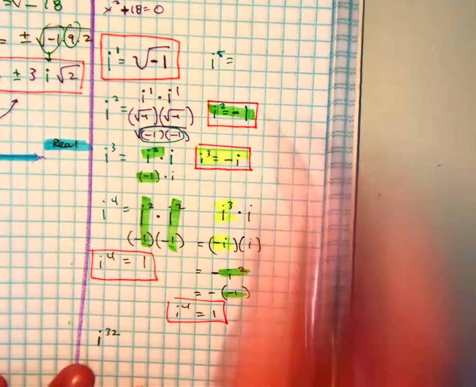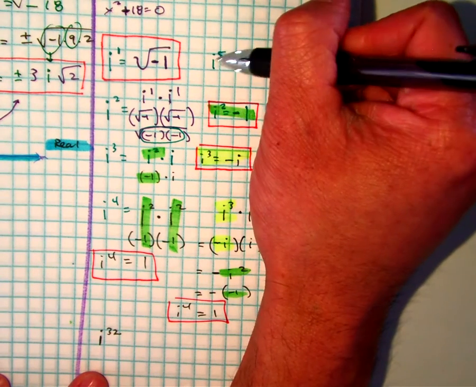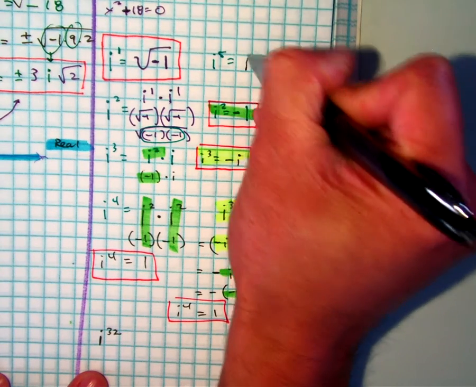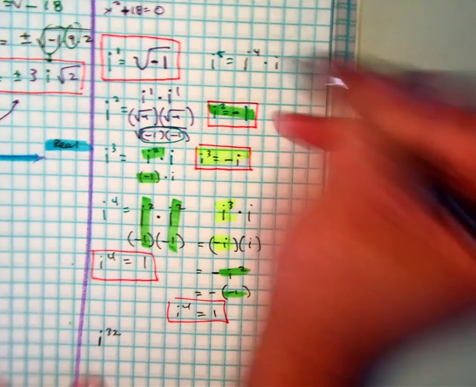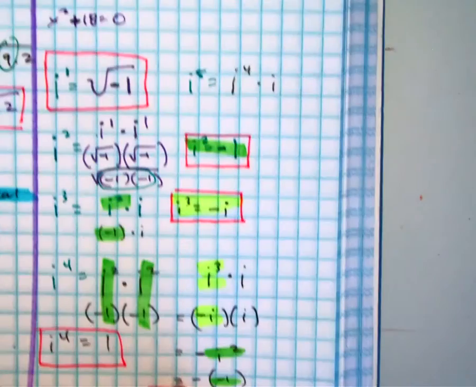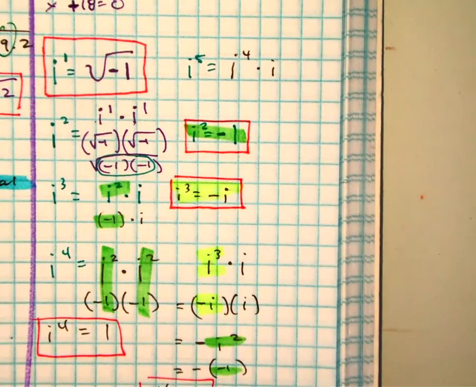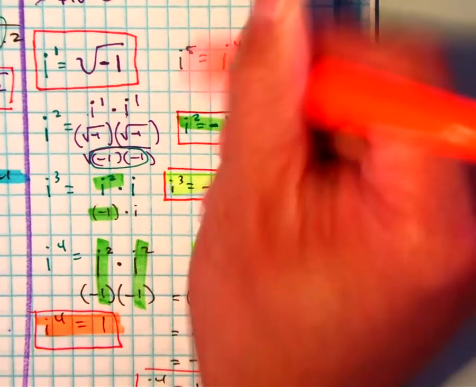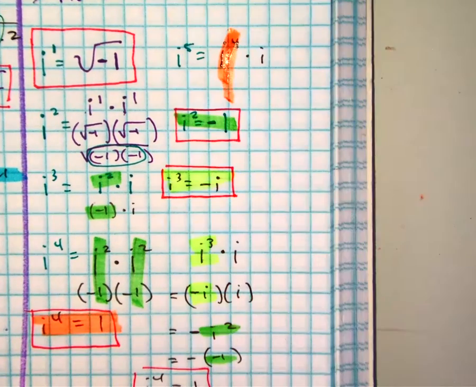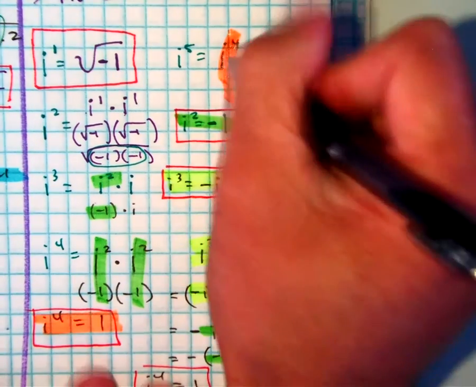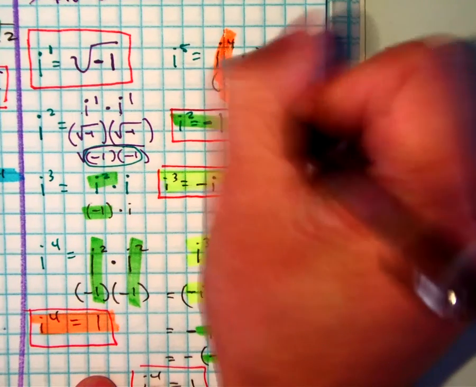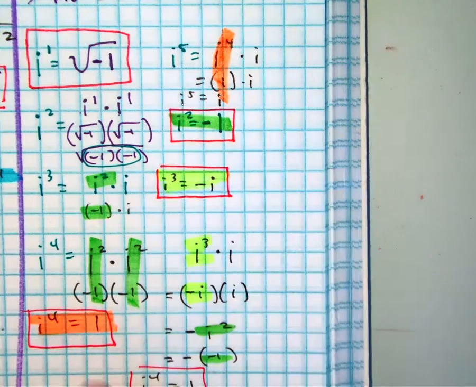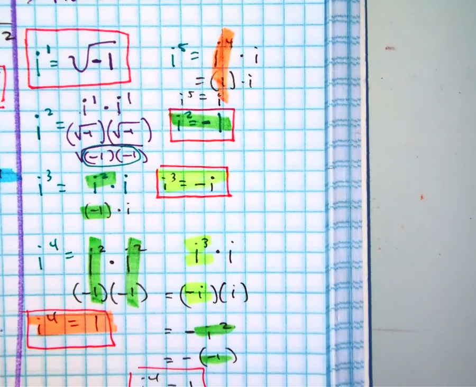Alright, so for i to the fifth, I could choose i squared times i to the third, but I'm going to choose i to the fourth times i. The reason why I chose that is because i to the fourth is very simple: the answer is 1. So if I just have 1 times i, my answer is i to the fifth power just equals i.